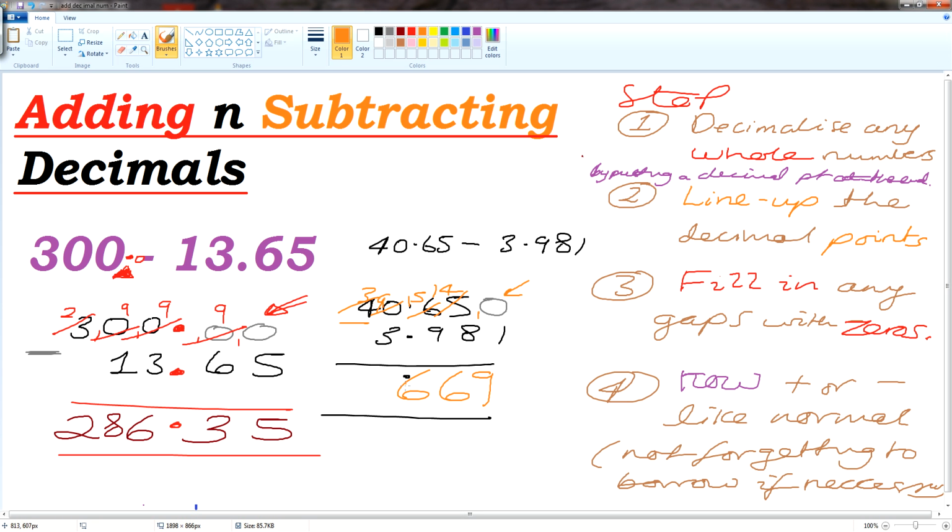I'll put the answer on the screen. 15 take away 9 is 6. And 9 take away 3 is 6. And 3 take away nothing is 3. So the answer is 36.669. And that's another little mini example.